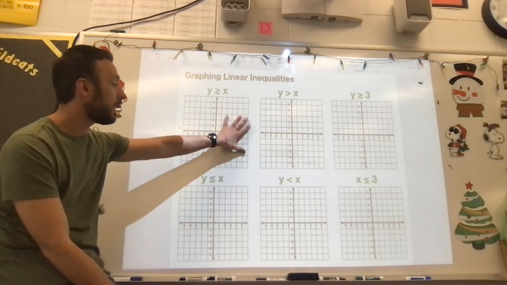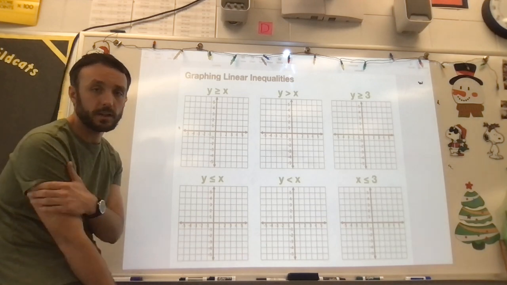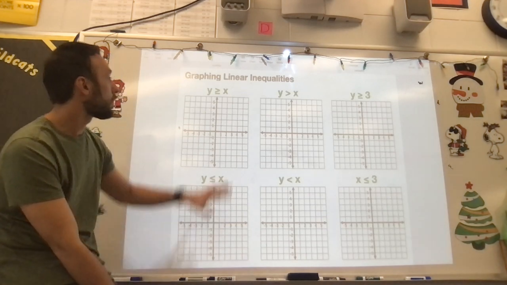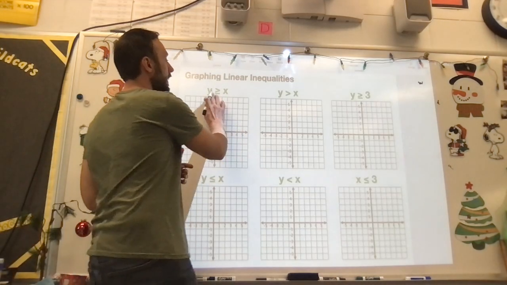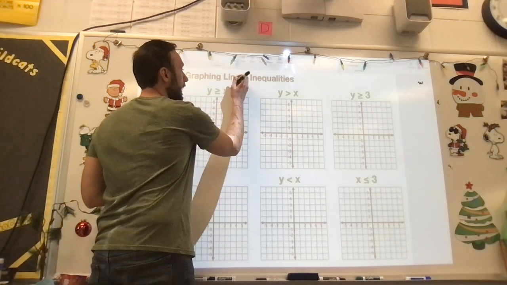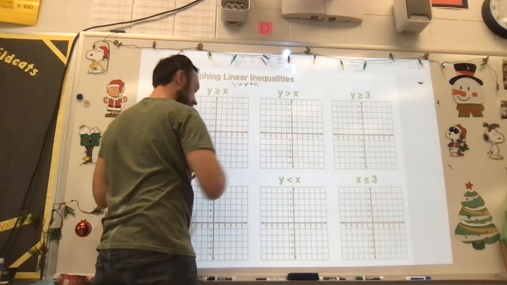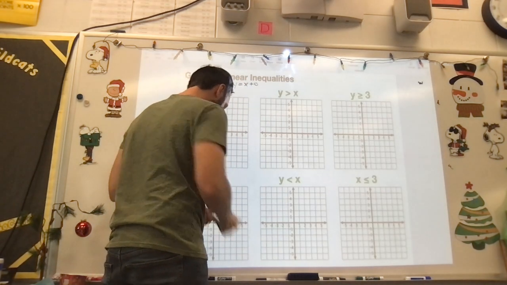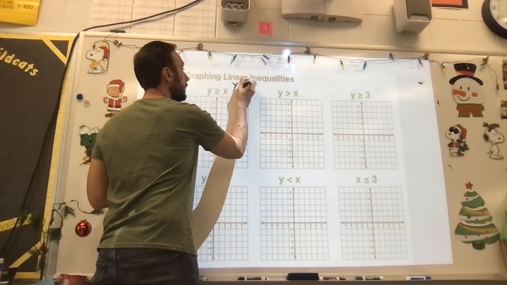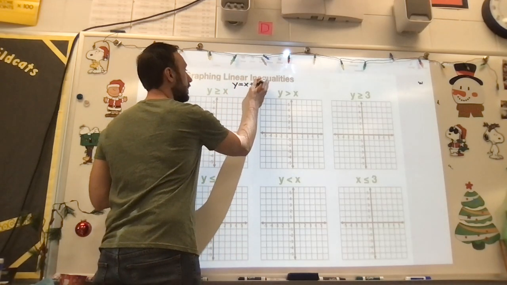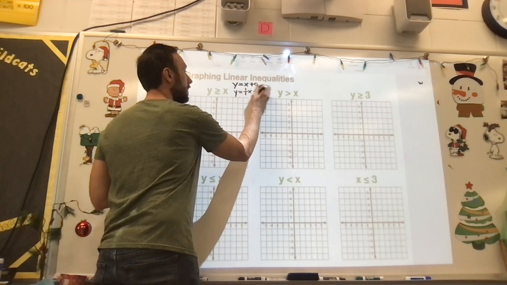So for these first four problems right here, we will be working on graphing the parent function y equals x. And we're going to start off with y is greater than or equal to x. So if we think of this as slope-intercept form, y equals x plus 0, you can't see that very well. Let me try a different black marker. Y equals x plus 0, which is the same as y equals 1 over 1x plus 0.